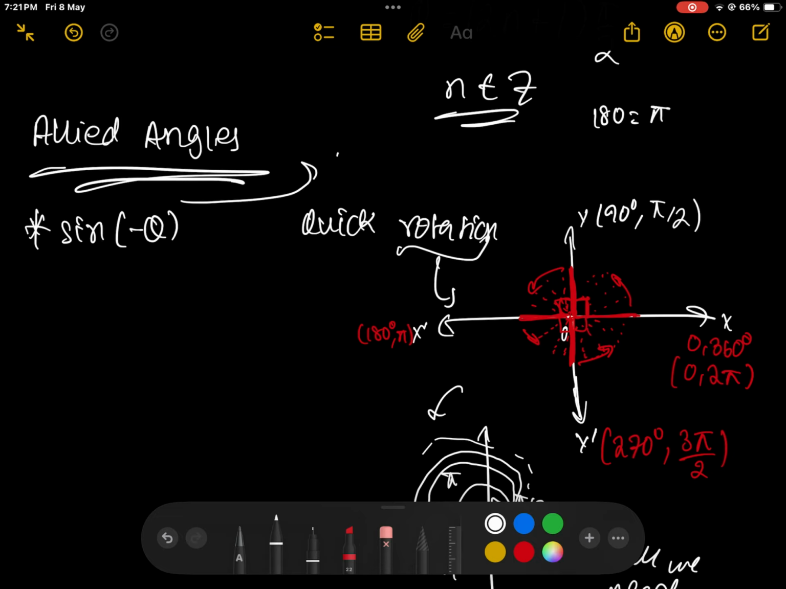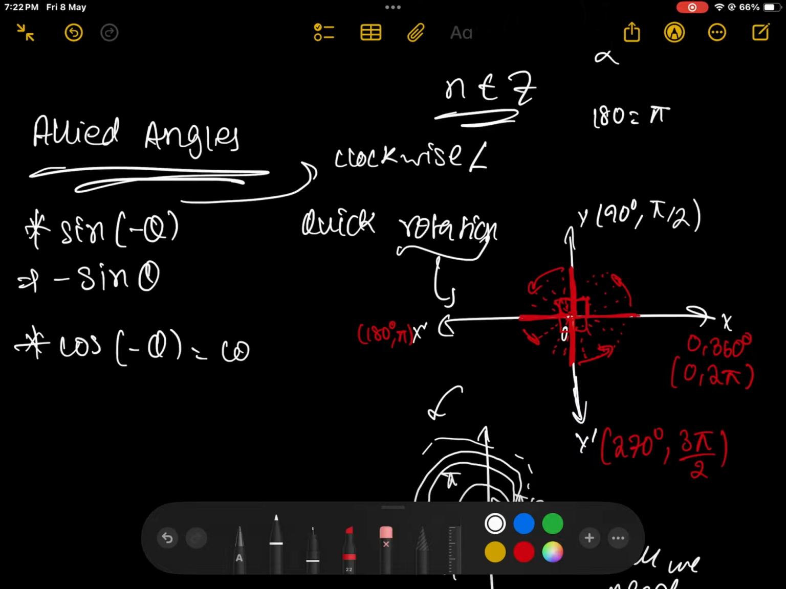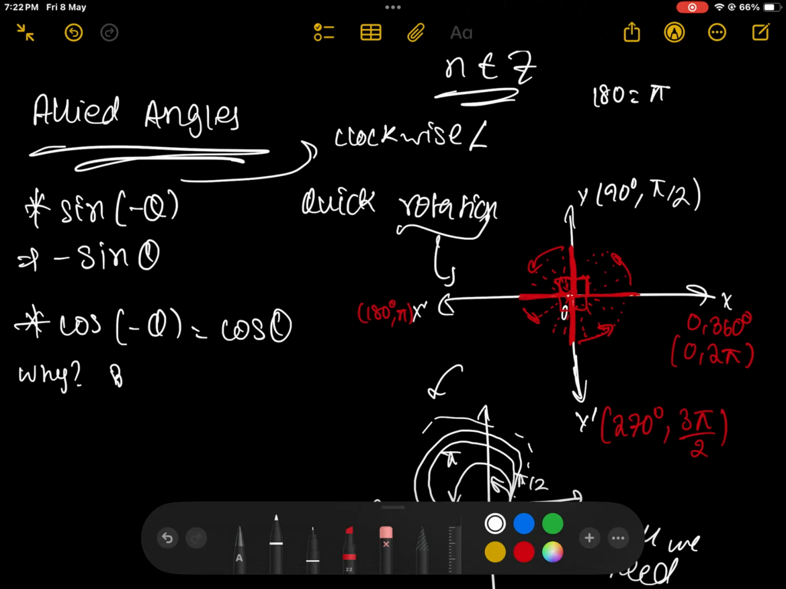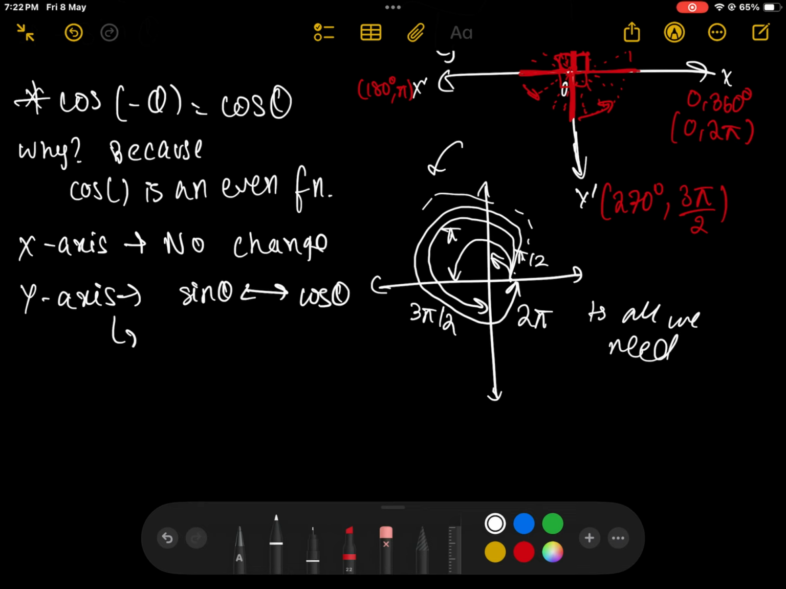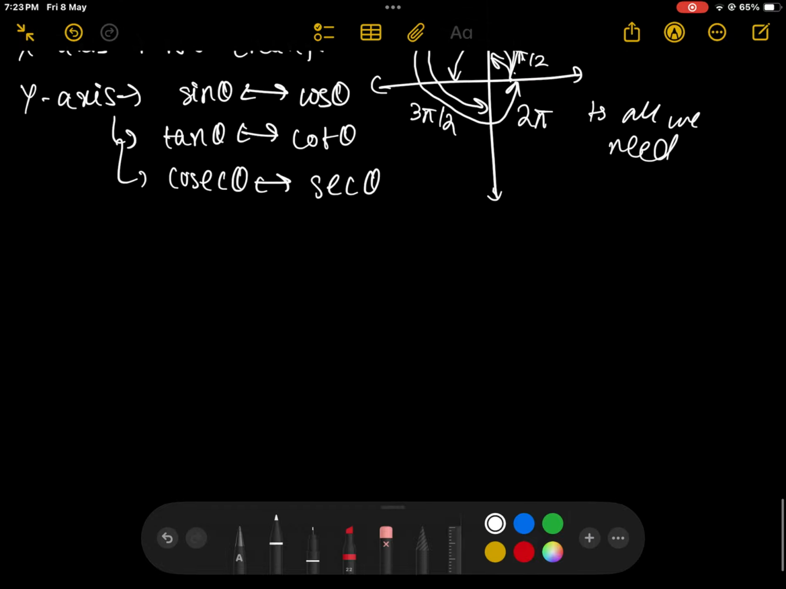So now we're going to learn an important rule. Sine of minus theta is equal to minus sine theta. But that's not the case for cos theta. Cos of minus theta equals cos theta because cos is an even function. There's going to be no change on the x-axis, but the y-axis is going to have changes in the trigonometric ratio. By no change on the x-axis, I mean sine will stay sine, cos will stay cos, tan will stay tan.